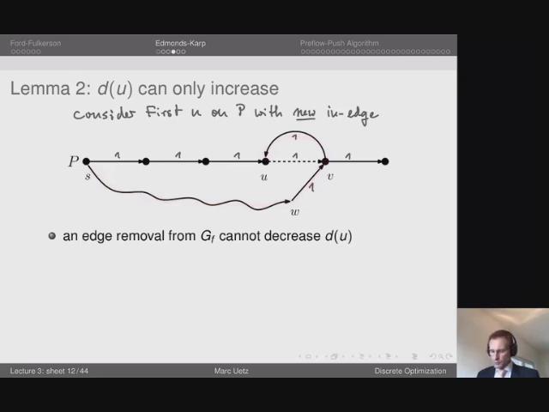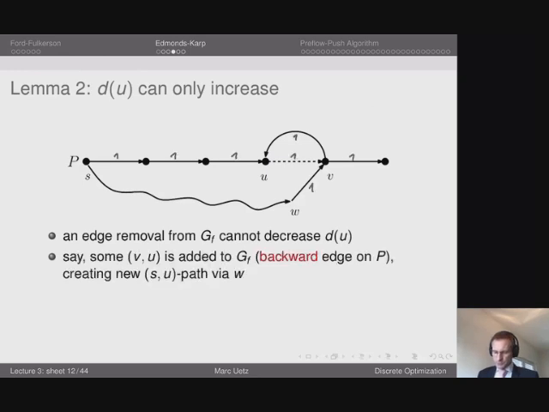So clearly the removal of this saturated edge doesn't decrease any distance label. Removal of edges does not help to get shorter paths, but the introduction of this new edge in the new residual graph might potentially decrease some of the distance labels, in particular the one to this vertex U here. So VU is an edge that got added to the next residual graph. It's a backward edge on that path P.